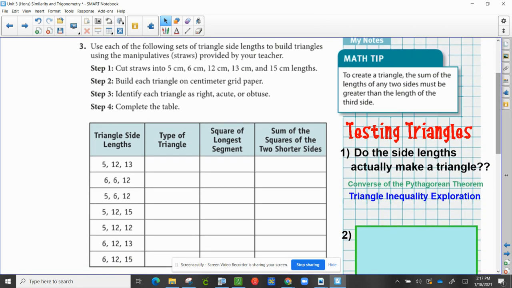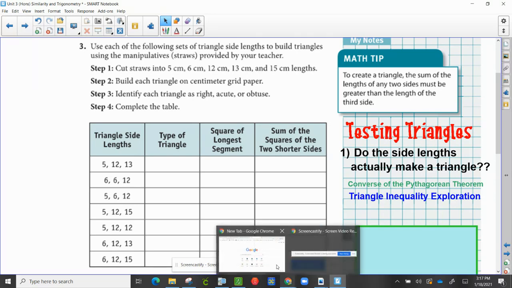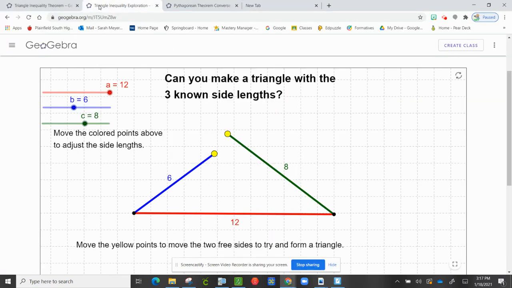So let me show you a little website that lets us play around with the lengths of the triangle. I can link these in Google Classroom for you, but let's go to those. Okay. So say I have these side lengths. I have 6, 8, and 12. So 12 being my longest side, 6 and 8 being my two shortest sides.